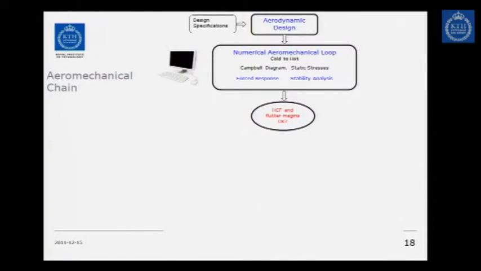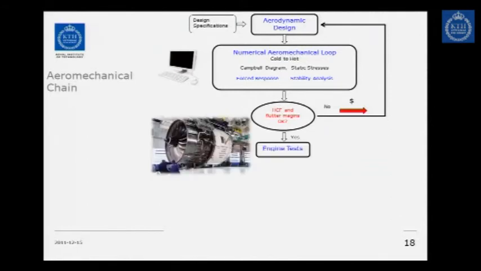We also do this interaction between the manufacturing geometry and the design geometry, which is called the hot geometry. And then we ask ourselves, are we okay in the sense of flutter and also with the fatigue margins? If we say no, we have to go all the way back to the beginning, and this loop is very costly, even in the numerical loop. But if we say yes, we can continue, and then we go to the engine tests.